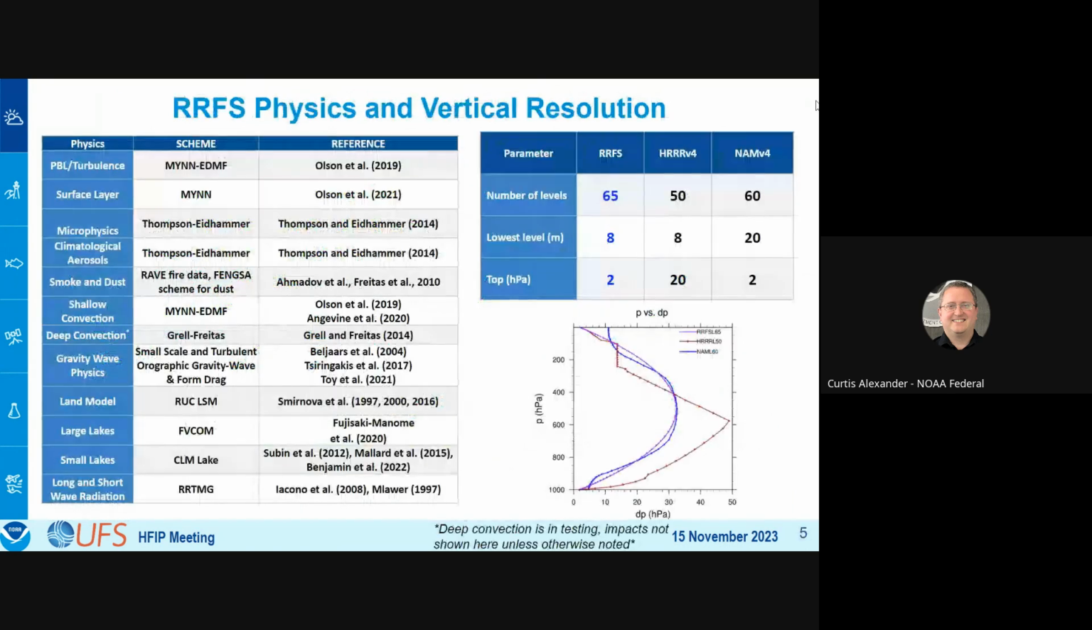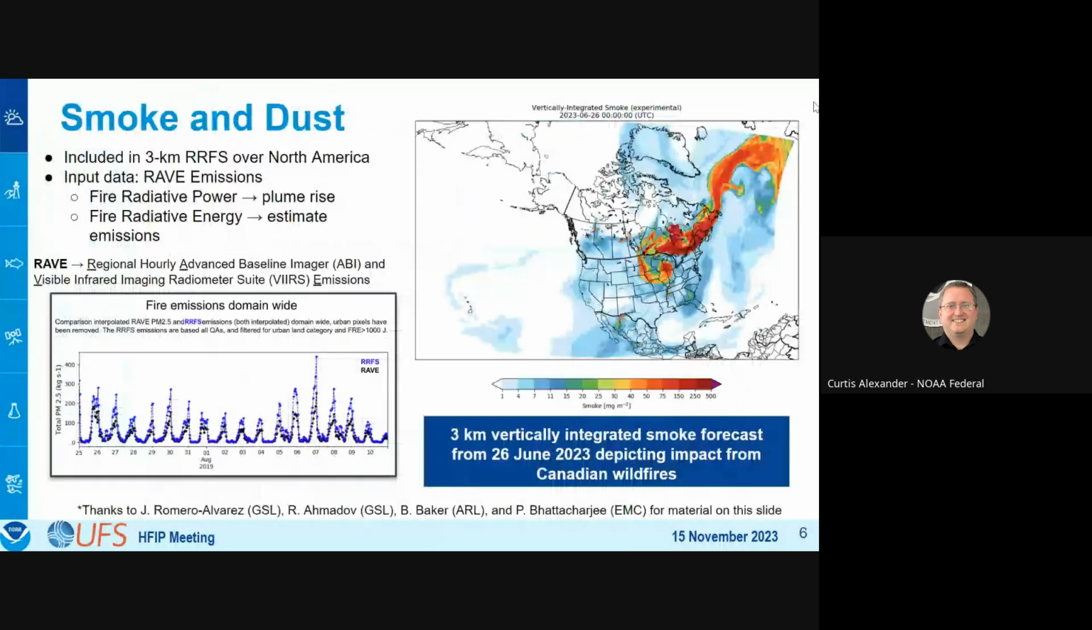Next slide. The physics suite for this is certainly familiar from what we've been using in the past with the RAP and HRRR, but obviously development has taken place in all of these parameterization schemes. Just to note, we're including now a variant of the Grell-Freitas deep convection in our most recent RFS testing at 3 kilometers, as well as using the CLM Lake model, FVCOM for the Great Lakes water conditions. And again, we talked about the vertical structure on a prior slide. So I'll move on to the next slide.